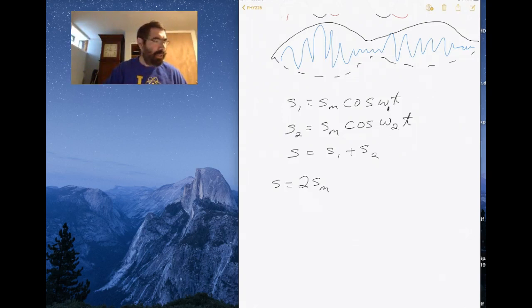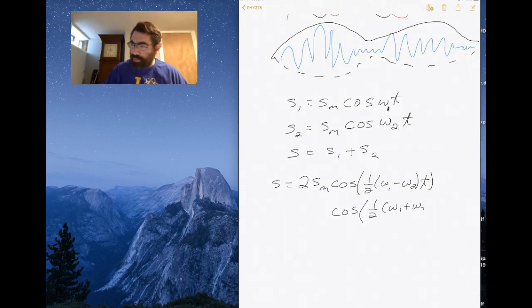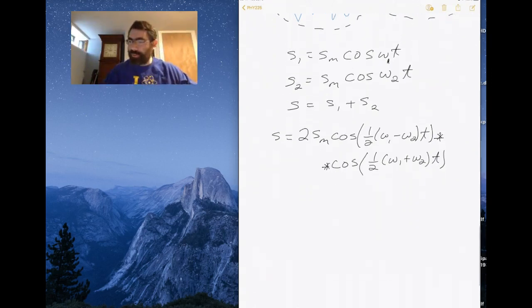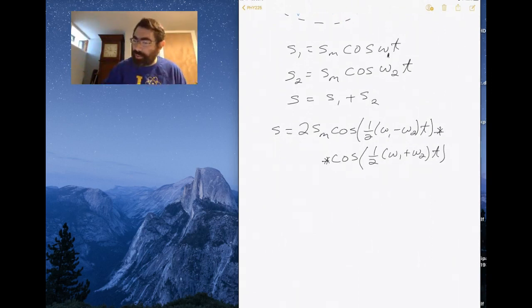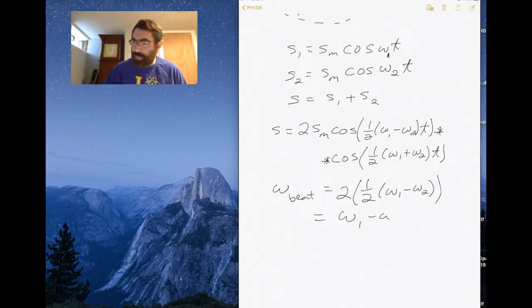what you get is an equation that says S is twice the amplitude times cosine of 1/2 (omega 1 minus omega 2) times t, times a cosine of 1/2 (omega 1 plus omega 2) times t. So if you multiply those two together, you get this interesting effect where you basically get the beat frequency of 2 times 1/2 (omega 1 minus omega 2), or basically just the difference between the frequencies.